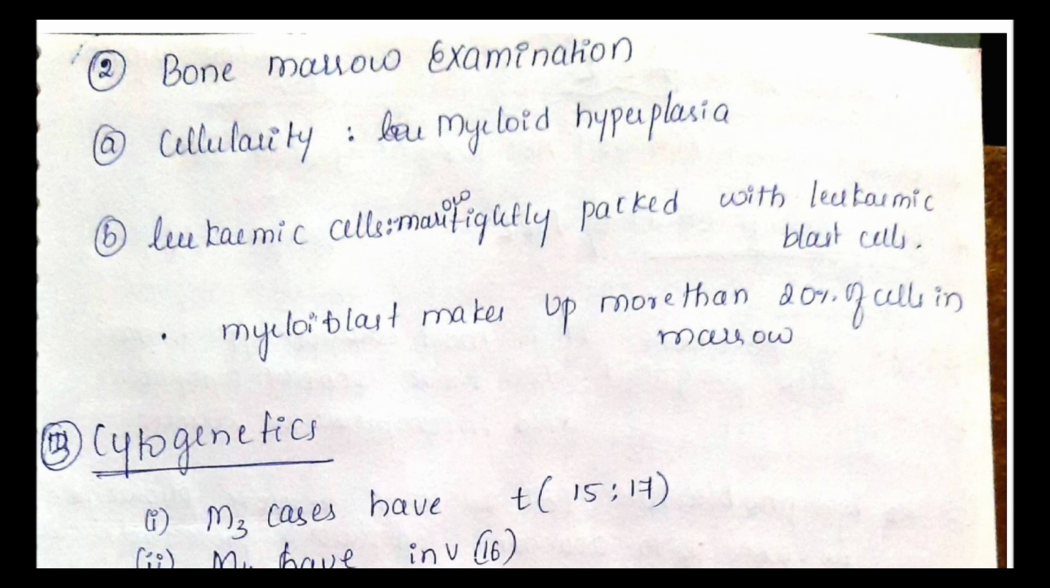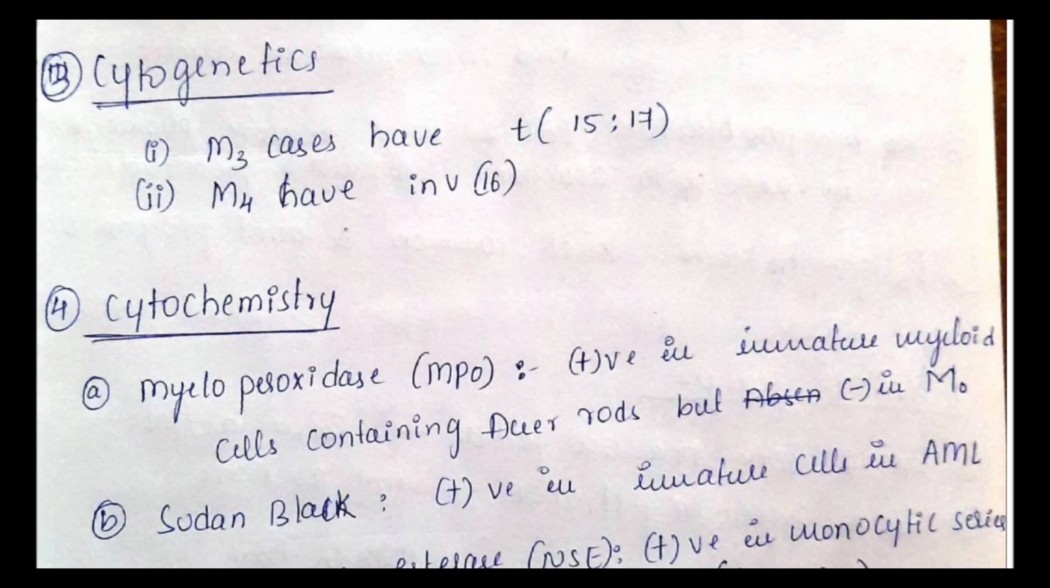Means the bone marrow will be completely filled with myeloid progenitor cells like myeloblasts, and there is myeloid hyperplasia. Hyperplasia means increase in the number of cells. Cytogenetics. M3 cases have translocation of 15 and 17, and M4 have inversion of 16. It is important to know for MCQs.